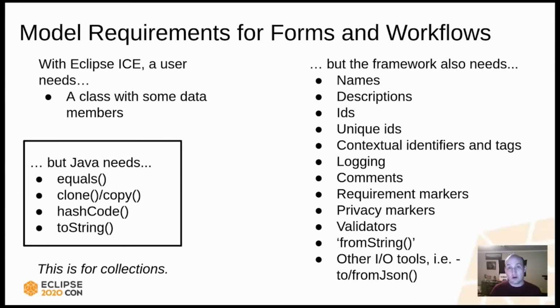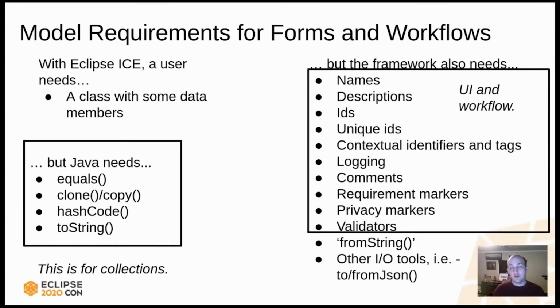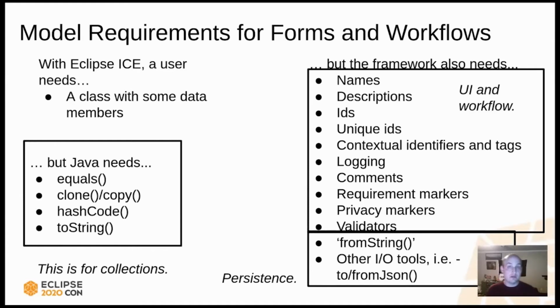But the framework needs all of these other things. For the UI and for a workflow, you need names, descriptions, IDs, etc. And for persistence, you need fromString, if you want to read in from a string. You need other tools for reading to and from JSON and things like that. So for the web form example that I just showed you, and for the examples before that, there's a lot of information we need to get in addition to what's the value in this cell.